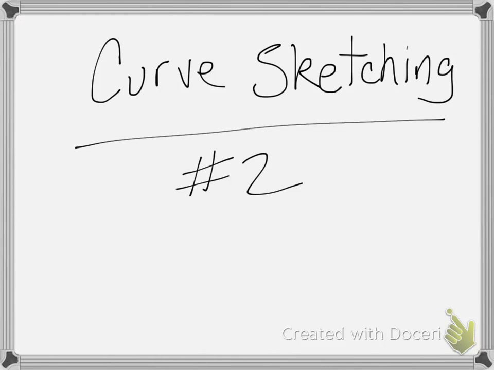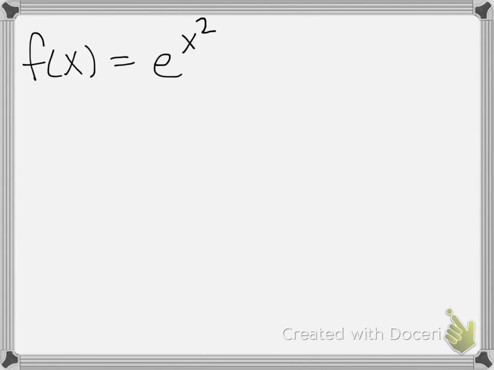This is the second video for curve sketching. The second problem that we had was f of x is equal to e to the x squared. And so, what do we know about that? Well, we have e to the x. So, if x was 0, then 0 squared is 0, but e raised to the 0 is 1.